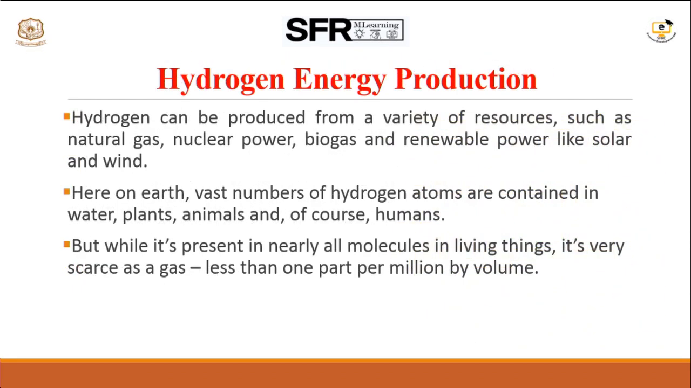Then hydrogen energy production. It can be produced from a variety of resources such as natural gas, nuclear power, biogas and renewable power like solar and wind. Here on earth, a vast number of hydrogen atoms are contained in plants, water, animals, and of course humans. While it is present in nearly all molecules in living things, it is very scarce as a gas, less than 1 per million by volume.